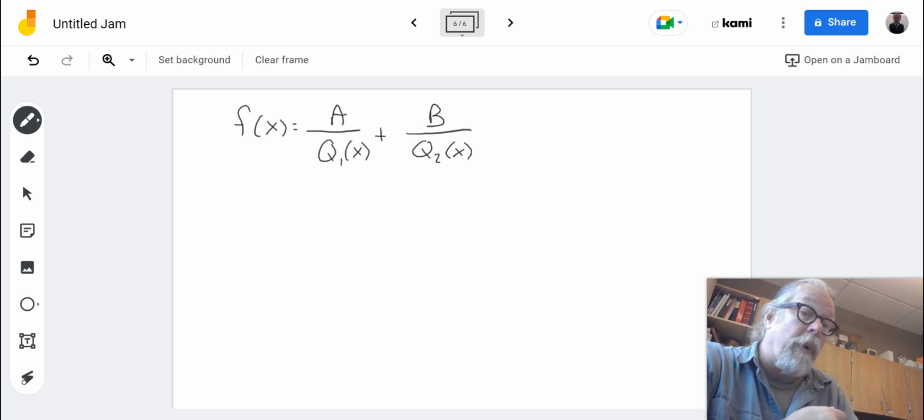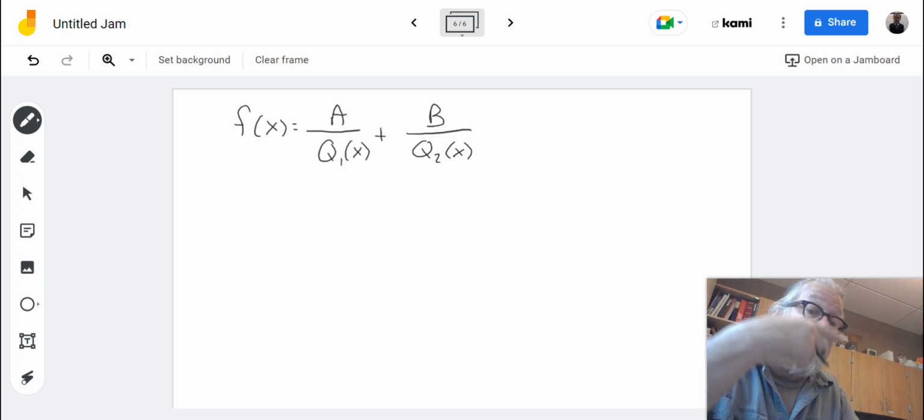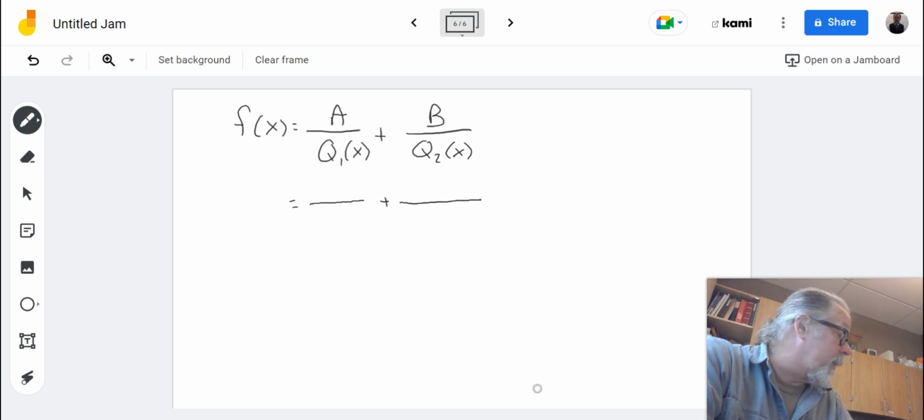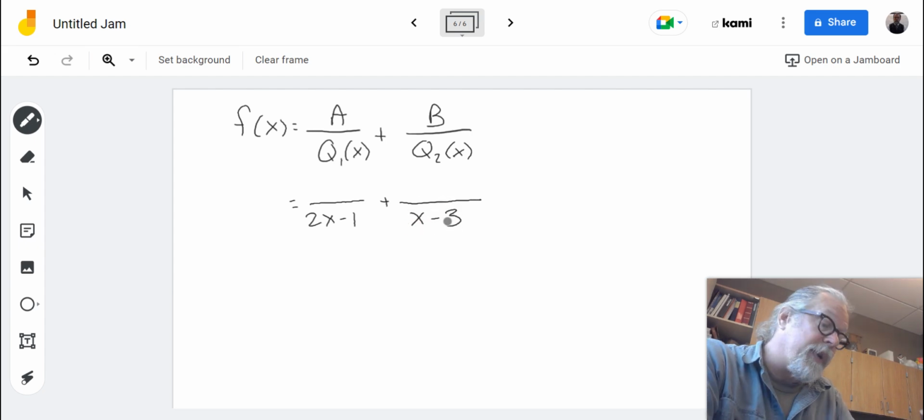So here's all we need to be able to do. Thing one, we need to be able to factor q to know what goes on the bottom. Well, that's a pretty easy one because I've started us off with a quadratic. Q factors as 2x minus 1 and x minus 3. What goes on top? Haven't the foggiest.